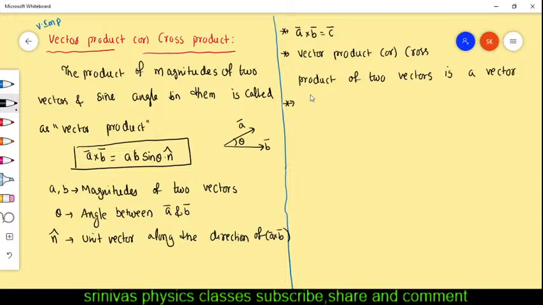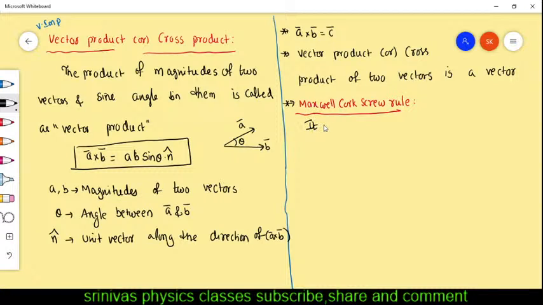How to give the direction of the vector? The vector product of two vectors is a vector. When you find the cross product of two vectors, you get a vector. The direction of the vector we can give by using the Maxwell's corkscrew rule. This rule is used to know the direction of a bar cross b bar.